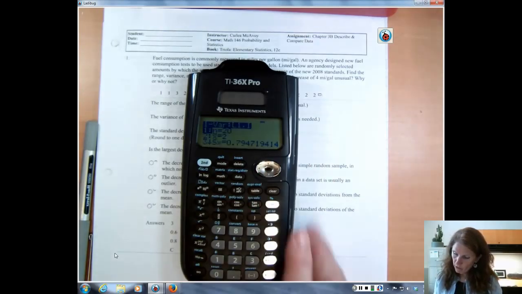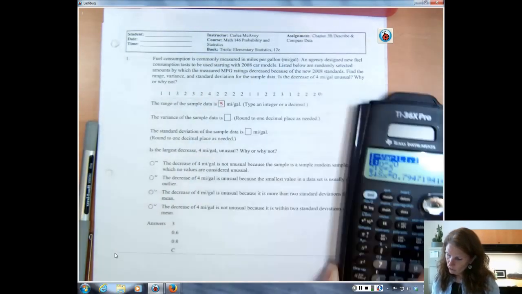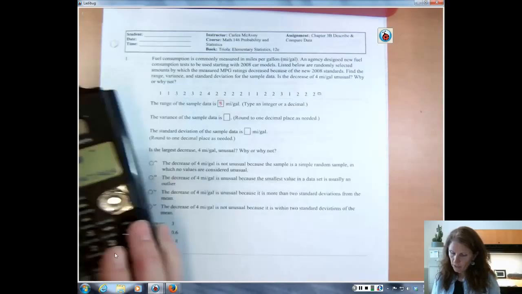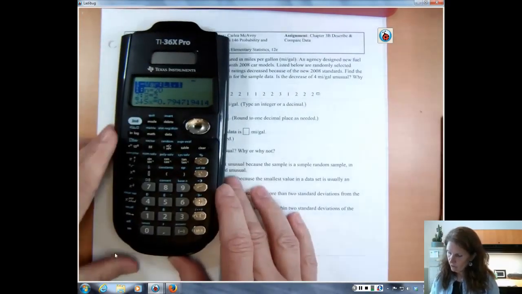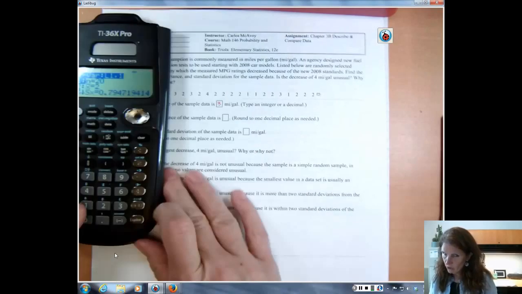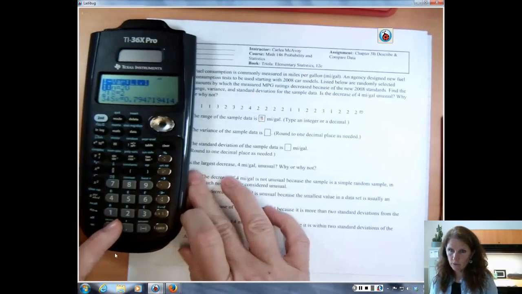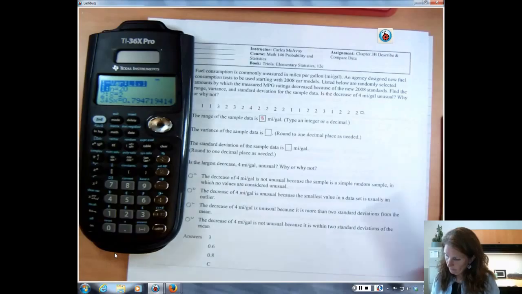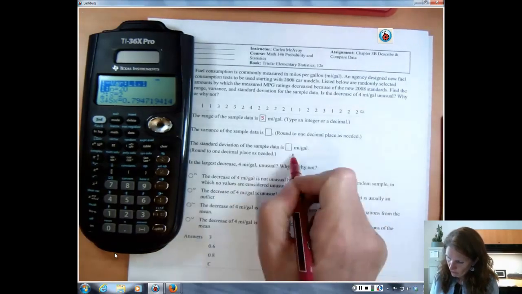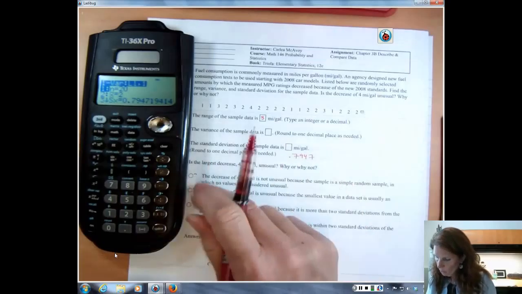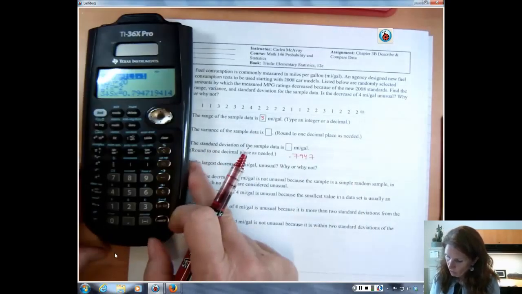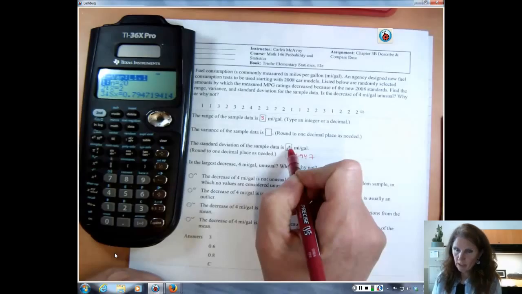And so I have 20 things, and my mean is 20. That's the average is 20. My S of X here is 0.7947. That's my standard deviation. And they asked me to round to 1 decimal place. So I'm going to round that to 0.8.